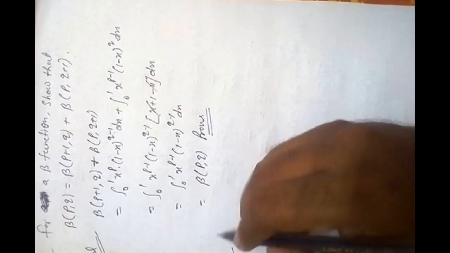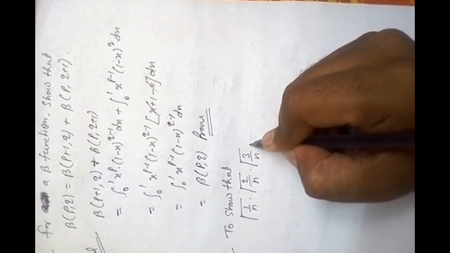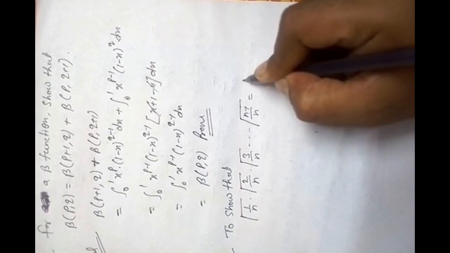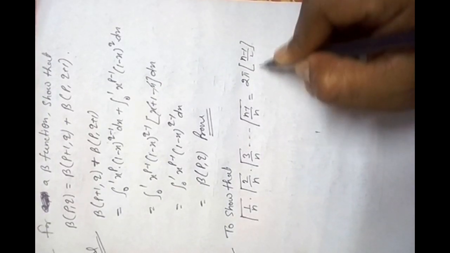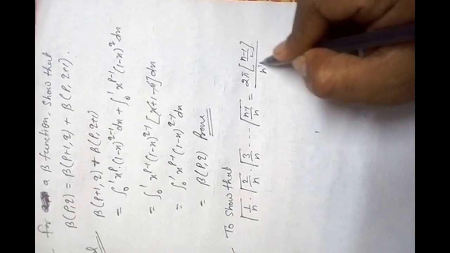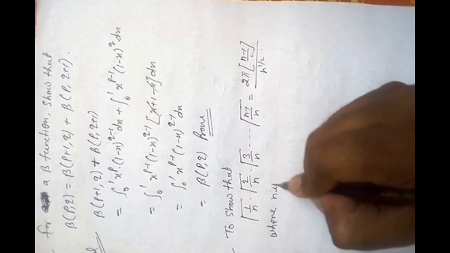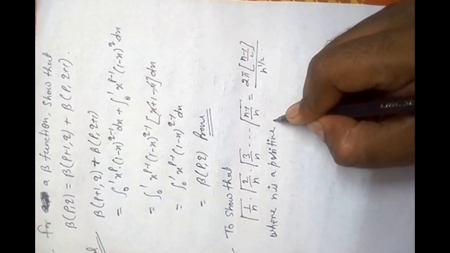Next question is to show that Γ(1/n) Γ(2/n) Γ(3/n) and so on, Γ((n-1)/n) is equal to (2π)^((n-1)/2) upon n^(1/2), where n is a positive integer.